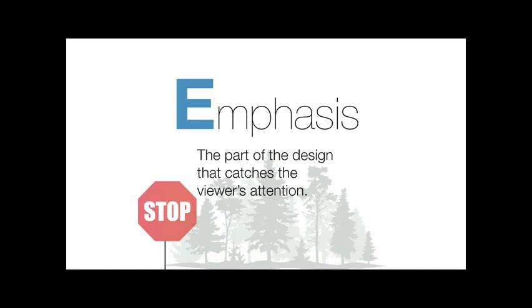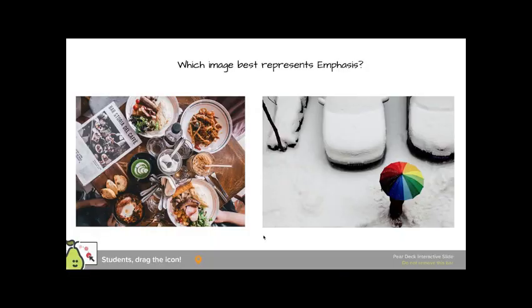All right, and then we have emphasis. Emphasis is the part of the design that catches the viewer's attention. Something that stands out like this E. It looks different. It has a different color compared to the other letters in the word. Or this stop sign here. It's a bright red geometric figure compared to the trees that are organically standing there in the background. All right, so it's same for this. Which image best represents emphasis? You can drag your icon to the picture that best represents emphasis, something that stands out.